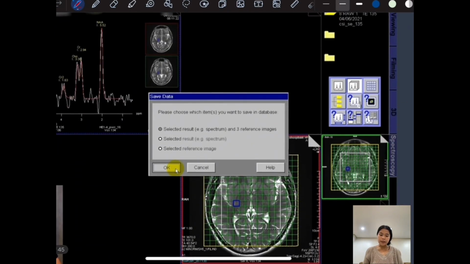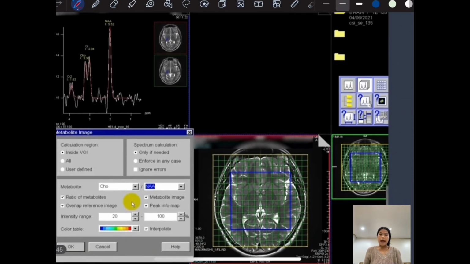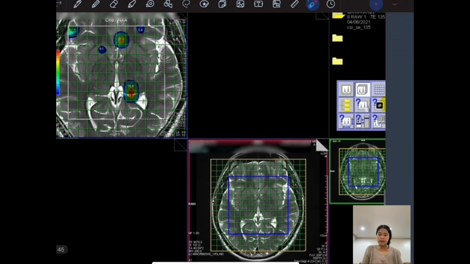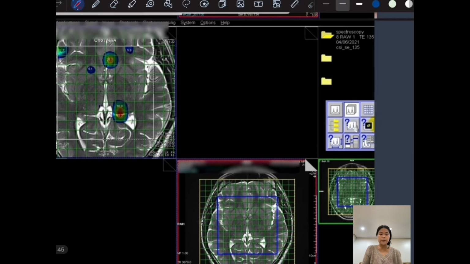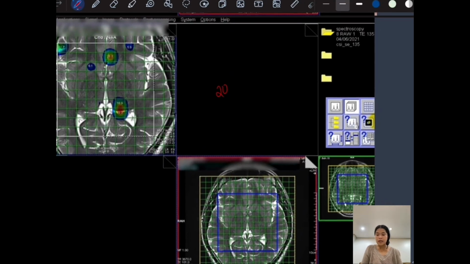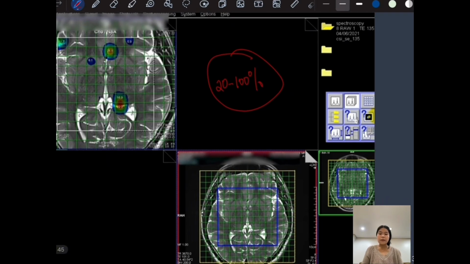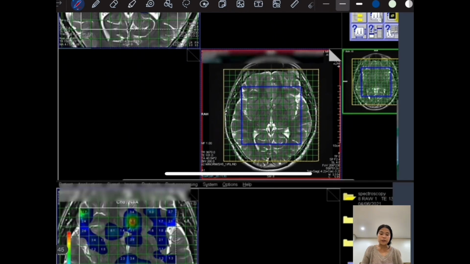So after acquiring, we can now save the acquired dataset. And when we are viewing a spectrogram, we can also choose to show specific metabolites as well as the selected intensity. Specifically, when we select a specific intensity range, only those in range can be shown. So for example, in this slide, we have selected a 20 to 100% range and the metabolites are the choline and the NAA. Only those that we have filtered will be shown, and anything below or outside of that range is discarded and will not be shown in the image.